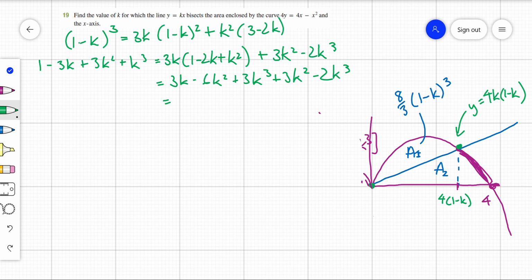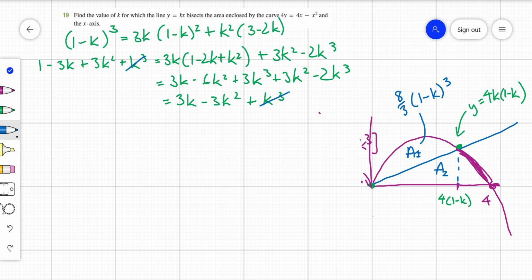Alright, so just on the right hand side, I guess. Let's go. We've got 3k. How many squareds? Minus 6 plus 3, so minus 3k squared. Cubes, we've got just 1k cubed. On the other side, actually, we can then cancel the k cubed.